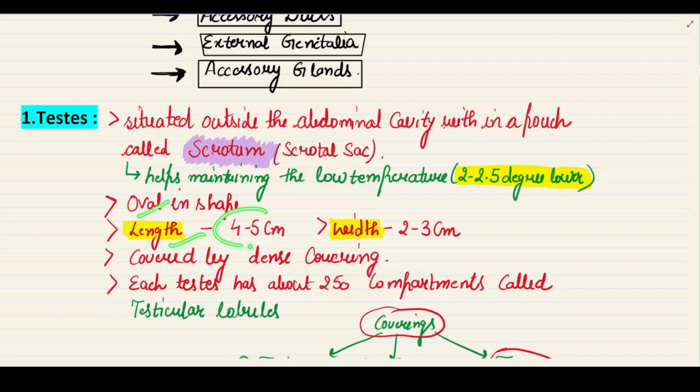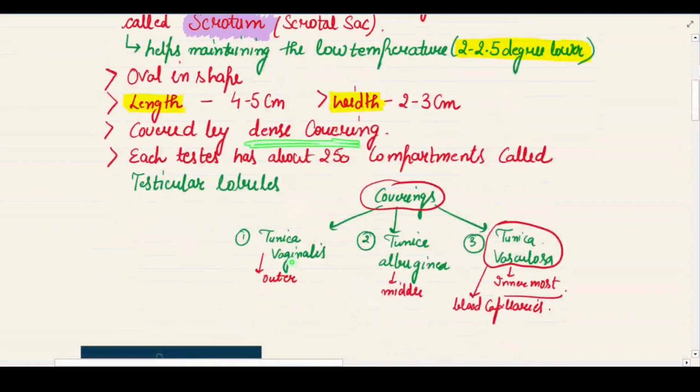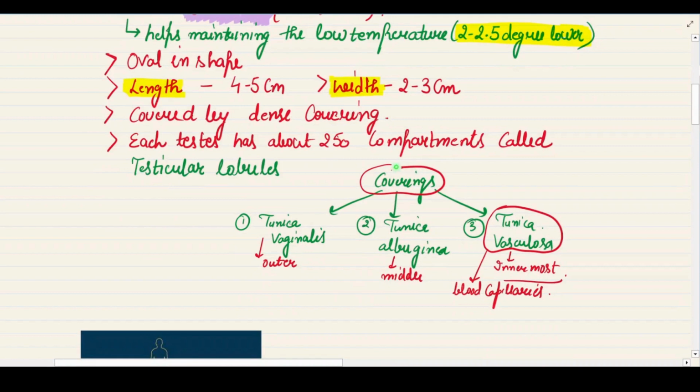The length is about 4 to 5 centimeters and the width is about 2 to 3 centimeters. These measurements are important: length, width, and the temperature of the testis. It is covered by a dense covering. In the testis, if we talk about the testis covering, it is covered by mainly three layers.